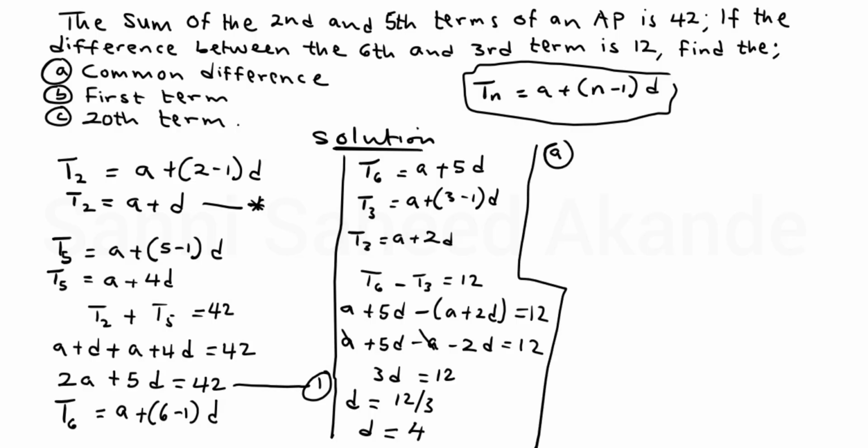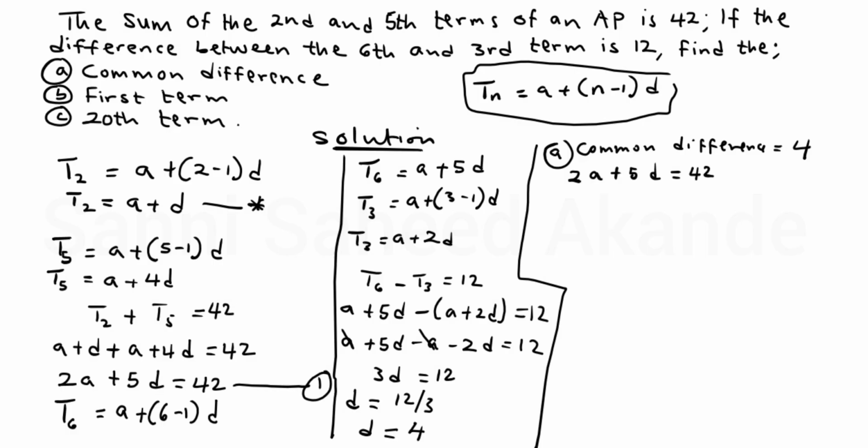So the common difference is equal to 4. Now the second question says we should find the first term, and the first term is A. For me to get that first term, I'm going to make use of this equation 1. From equation 1, 2A plus 5D equal to 42. In this equation, I'm going to put the value of D, which is 4.